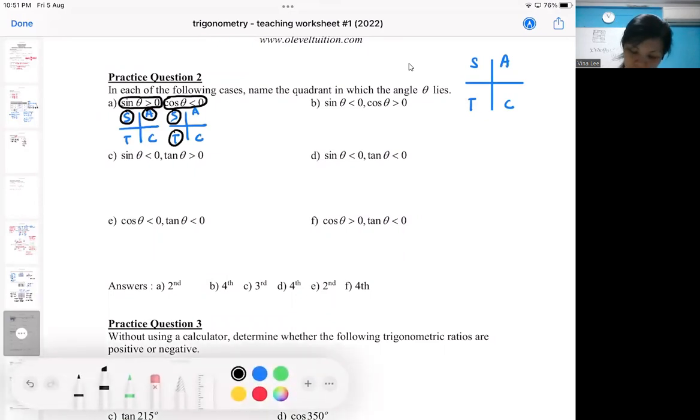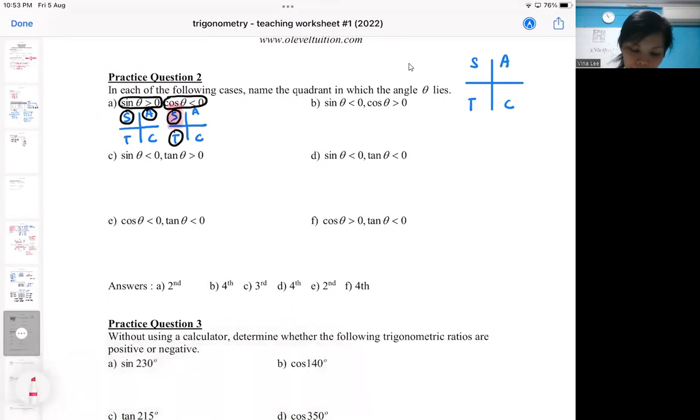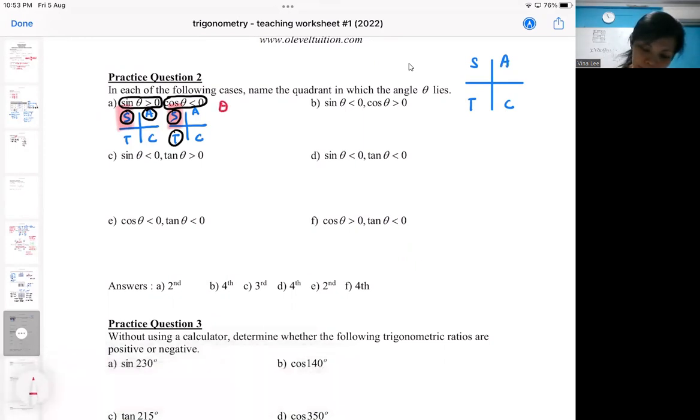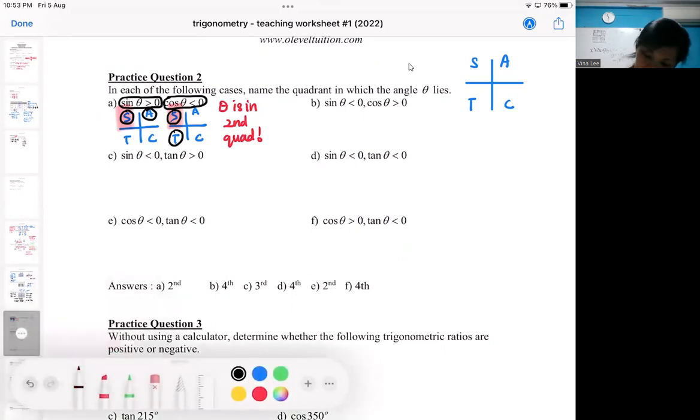So from here, the conclusion will be they are in the second quadrant. So theta is in the second quadrant. Okay, so you can do it slowly.